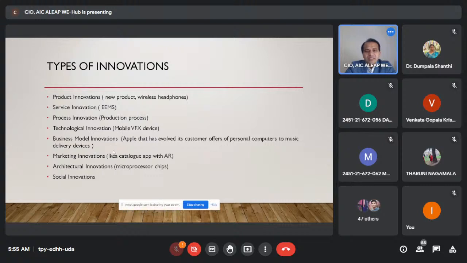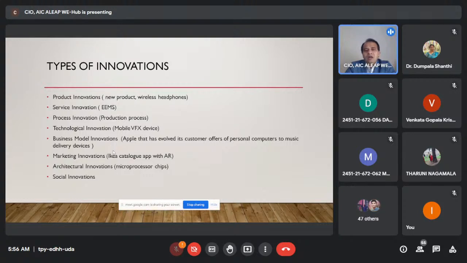Architectural innovations. In fact, the word architectural also refers to civil engineering, like an architectural design of a building. But here I just mention microprocessor chips. We make some of the best microprocessor chips, and also we make PCBs. You design your own block diagram, you come up with your own chip with its architectural design, then it is referred to as architectural innovation.